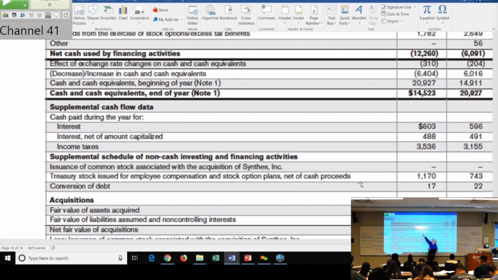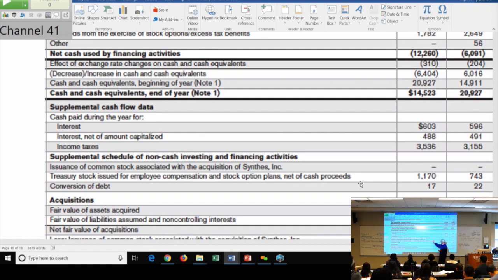It's not in the cash flow statement, but it's got to be reported. And here, treasury stock given in stock option plans. So I would basically debit salary expense and credit treasury stock. I got rid of the treasury stock, and I would have that as a non-cash item. Conversion of debt: I take the debt off my books and issue common stock, right? Convertible debt, that's what it means. You convert debt to common stock, non-cash. So that is disclosed. This could also be shown in a footnote.